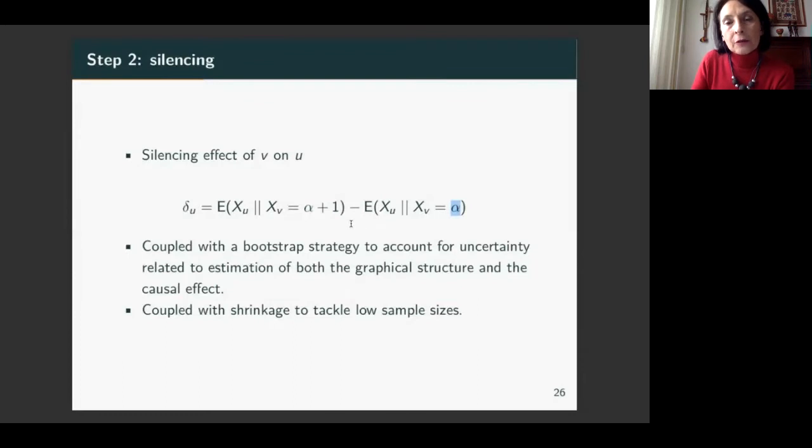So it's a comparison of means for given values of the intervened variable. Of course, it is an estimate, so you should take into account that this quantity is prone to sampling variability. But here, all the statistical theory comes in to help, because there are various ways of taking into account the uncertainty due to sampling variability. For example, we used Bootstrap to account for uncertainty related to the estimation of both the graphical structure and the silencing effect. And you might also resort to some sort of regularization if the sample size is so low that you cannot estimate the parameters of the statistical model properly.